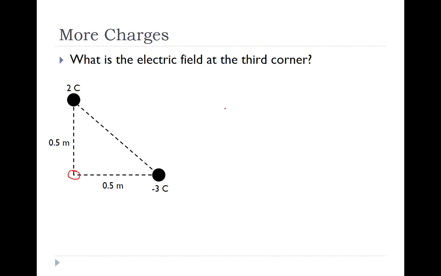I'm again going to begin with looking at directions. Field points out of positives, therefore the field due to the 2 coulomb charge will point downward, and the field due to the negative 3 coulomb charge will point to the right because it is negative, therefore the field line will point in. In this case, I have to define a 2-dimensional coordinate system, so I'm going to let up be positive for the y direction and to the right be positive for x.